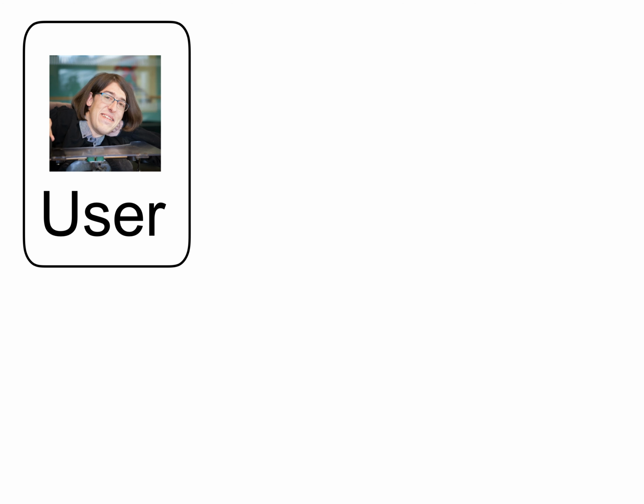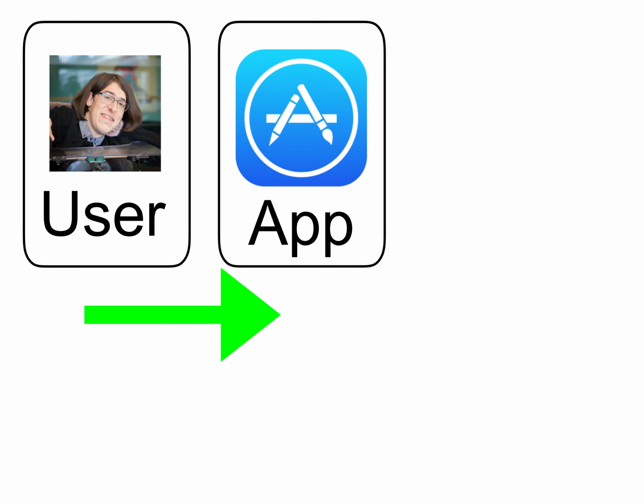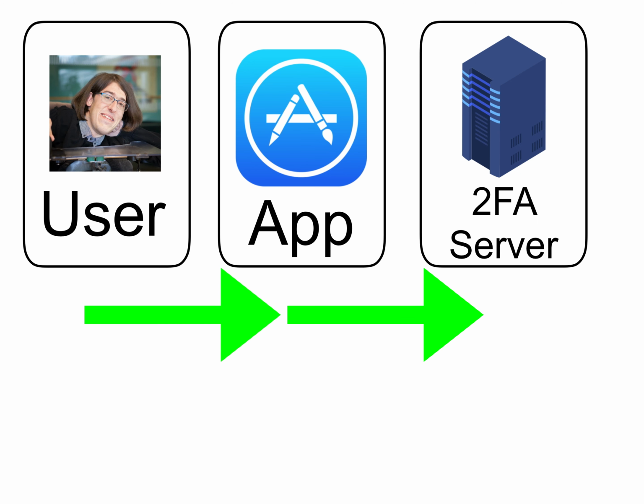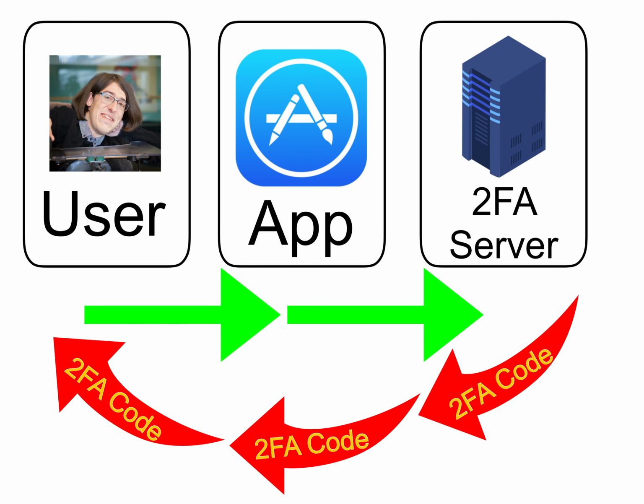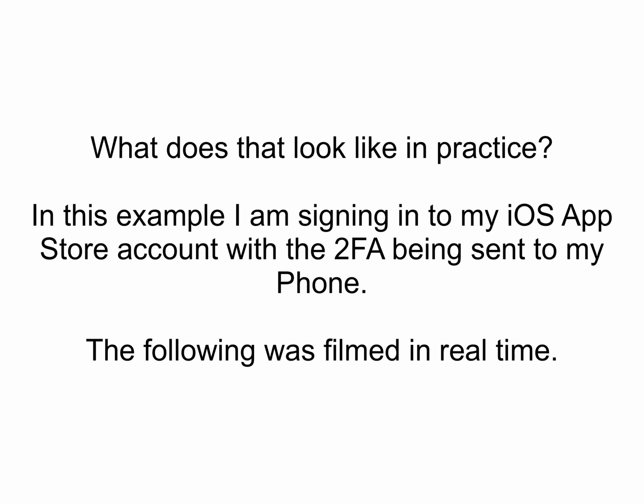The first thing is the user will sign into the app that they want to use. In this case, it's the App Store. The App Store then talks to the authentication server, which fetches some codes to give back to the user. It then sends the two-factor authentication code back and they can sign in. But what does that look like in practice?